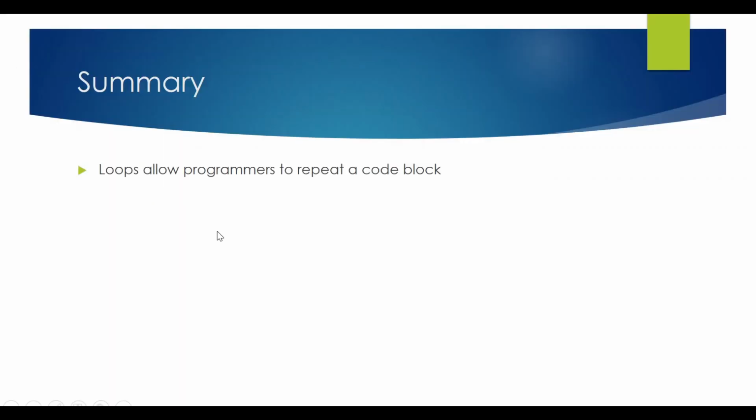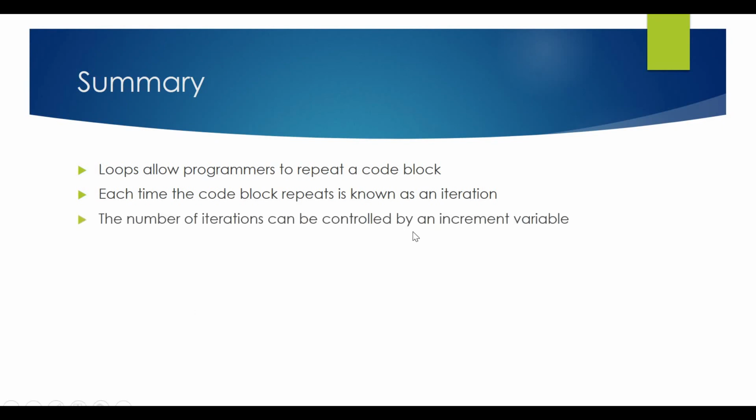So first off, loops allow programmers to repeat a code block. Also, each time the code block repeats, that is known as an iteration. Sometimes you can have infinite iterations or a specific number of iterations, if you know that. The number of iterations can be controlled by an increment variable, which in our case, with the first example, was x. And x started as 1, and we changed x up until it was 10, and that was our increment. Each one was an iteration.